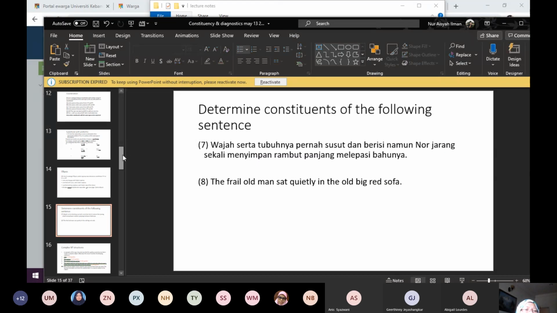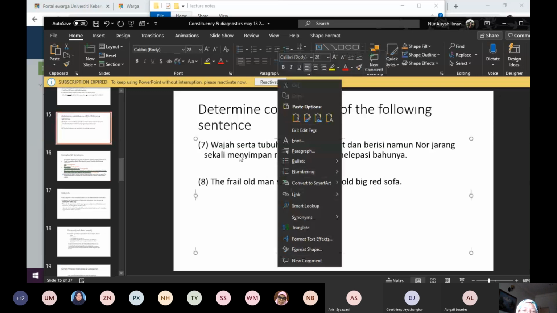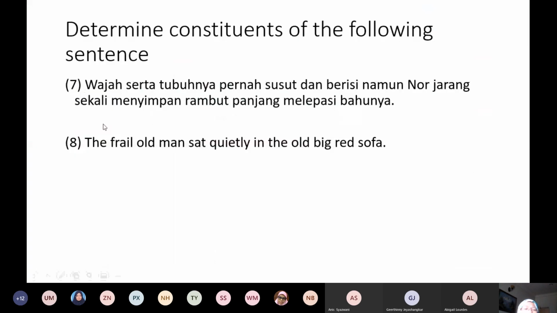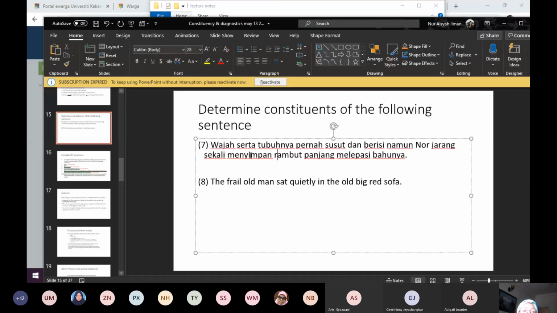Oh, the lain. So let's look at this one. I make it simpler lah a bit. The Malay one is a bit susah sikit. Wajah setubuhnya susut. Penasut dan berisi. Tak nak sini je.